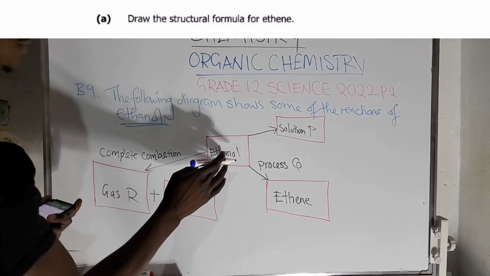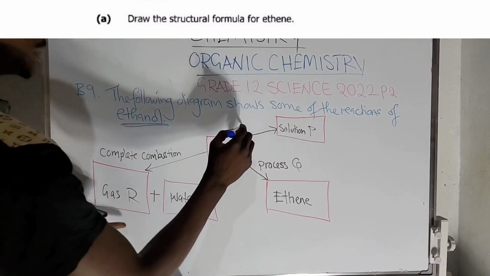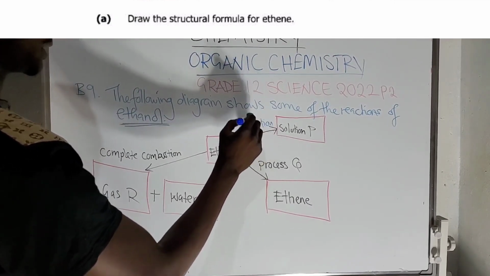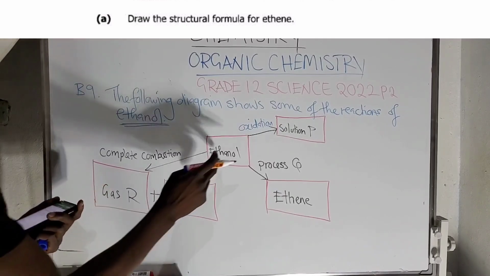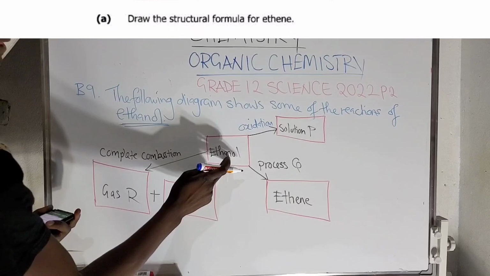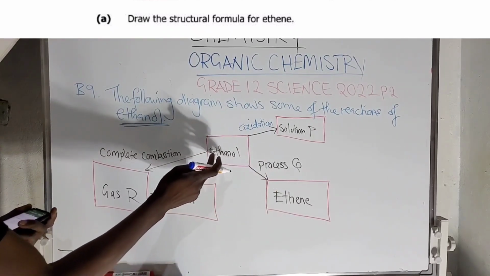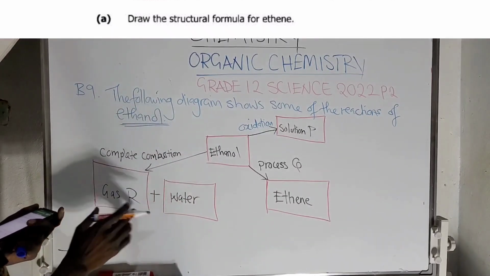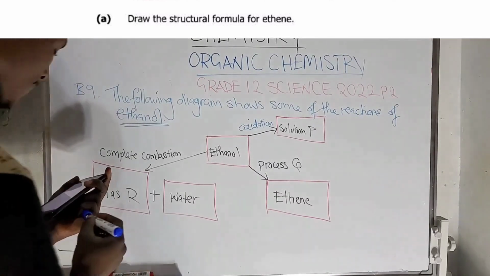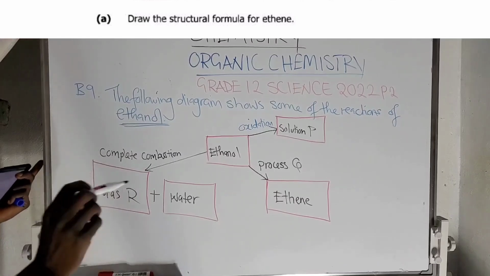So, ethanol here, there is oxidation. It's written oxidation here. That's another process. So when ethanol is oxidized, what is solution P? When ethanol produces ethene, what is the name of the process? When ethanol undergoes complete combustion, what are the products? This is nice. Okay, so before we go to the questions, let me just make mention of this.